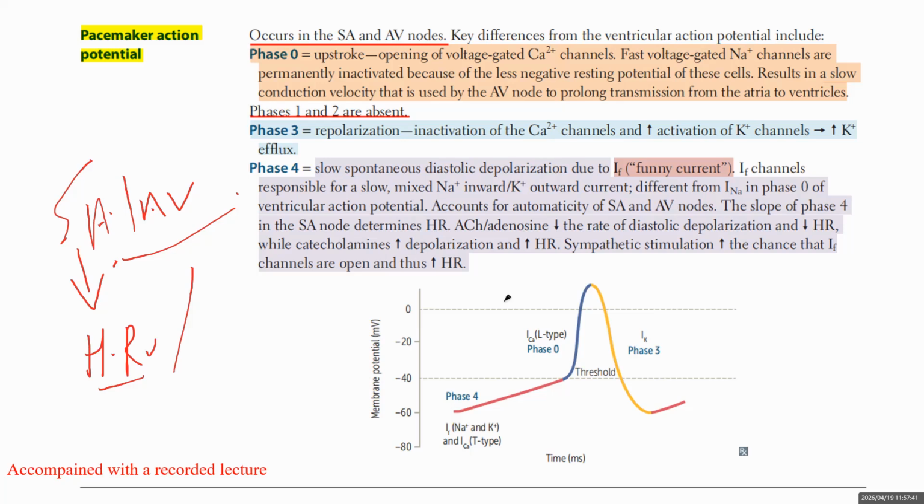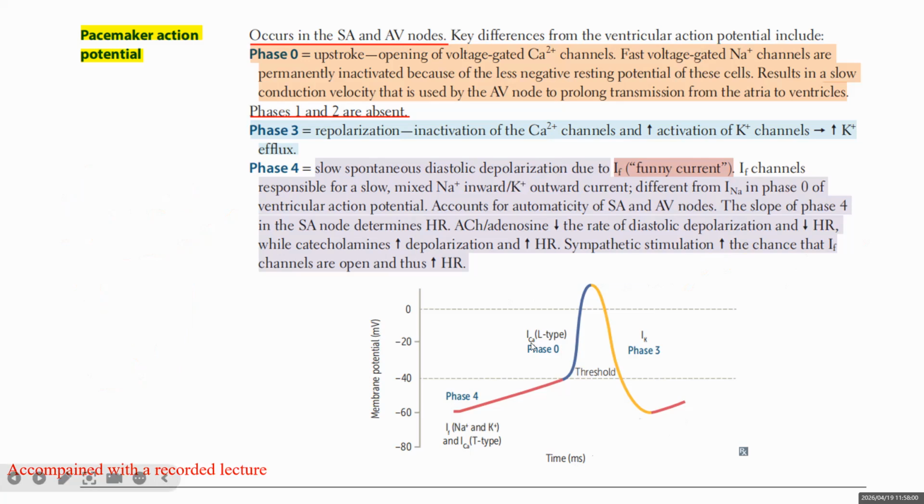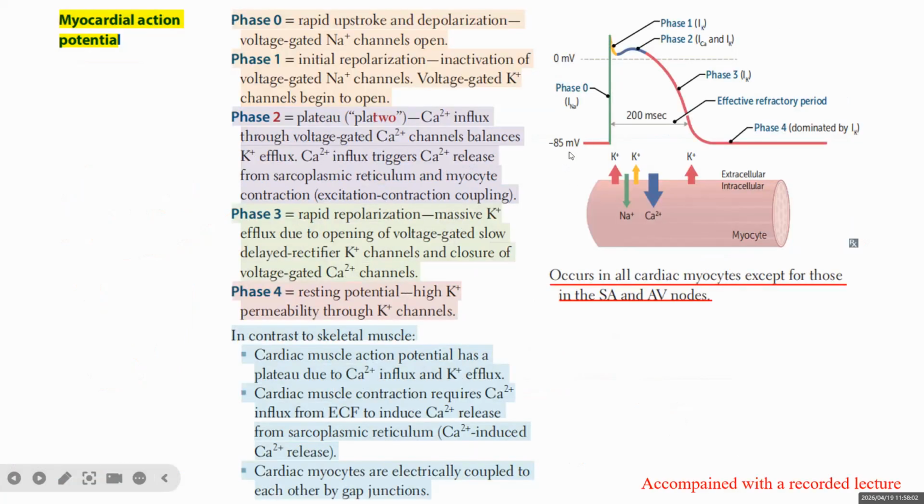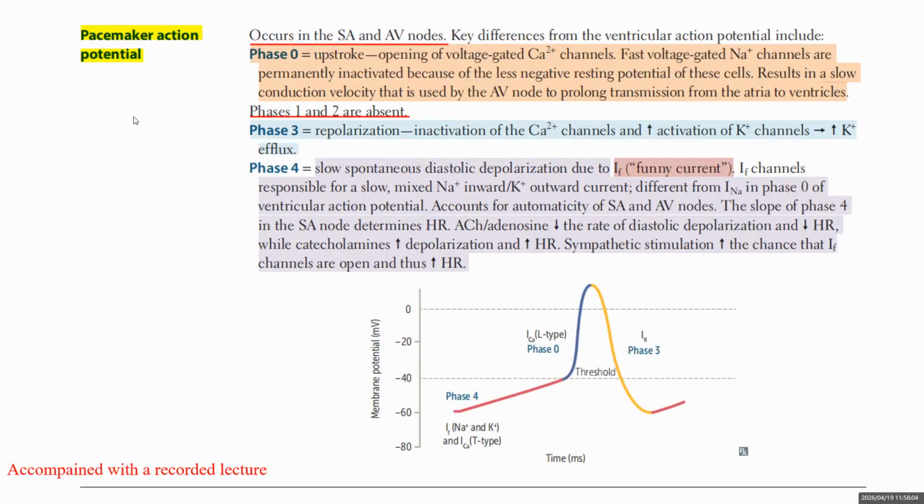Because they do not have a stable resting membrane potential like the ventricular myocytes, where phase 4 is stable at minus 85 or minus 90 millivolts, as you can see here, minus 85 millivolts. But the AV node and the SA node do not have that at all. This is going to be the central difference between both of them.